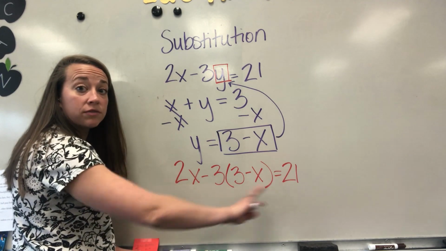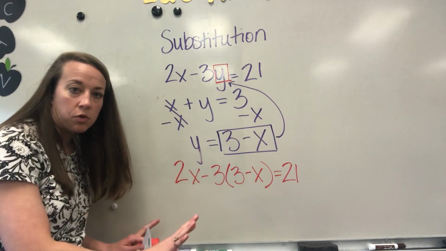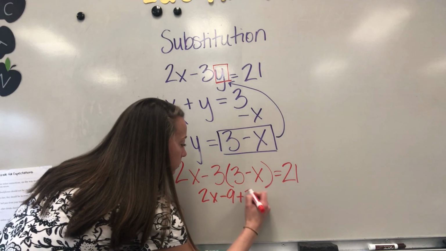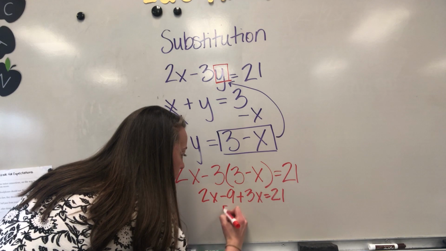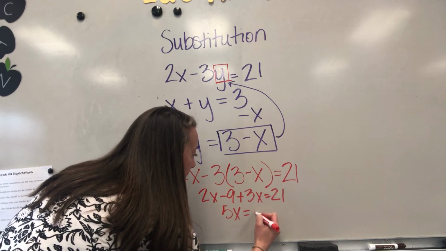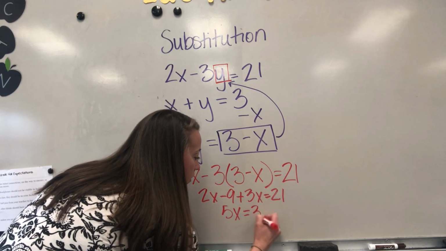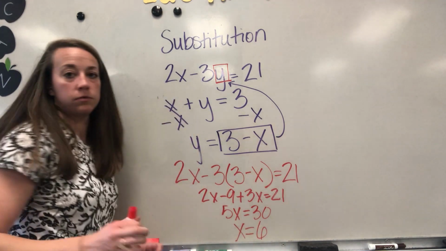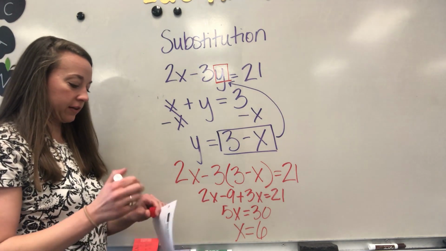So then I'm going to solve, and I'm going to get an x value. So this is just like solving an equation. I'm going to do it really quick. Add 9, so 30, so x equals 6. Okay, so solve it like an equation. I get that x equals 6.